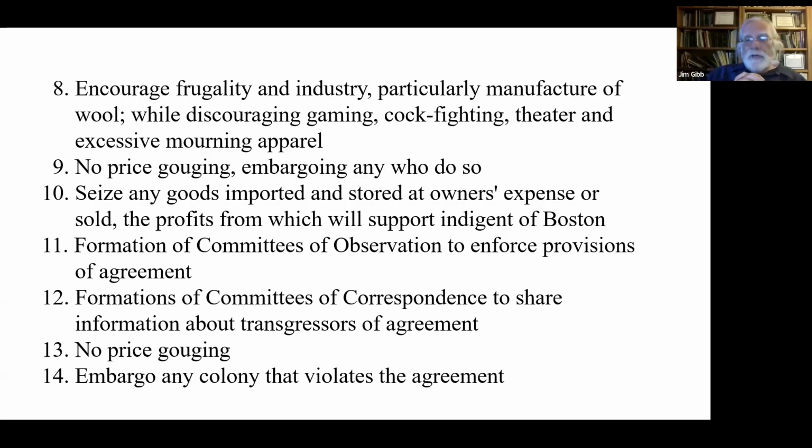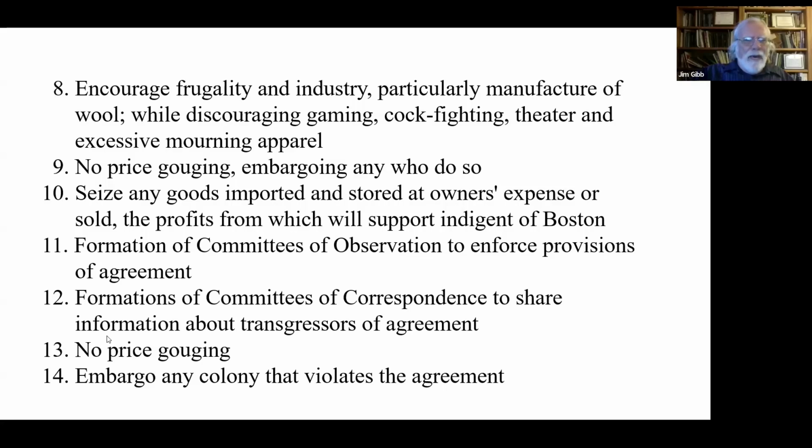Formation of committees of observation to enforce provisions of agreement. Again, these are essentially vigilante groups. Formation of committees of correspondence to share information about transgressors. So they had a network of people communicating, a ship just left here with British goods. We chased them off. He's heading south, so keep an eye out for him. Number 13 is about price gouging, and I need to research this a little better. I'm not sure what the difference between it and number 9 is.